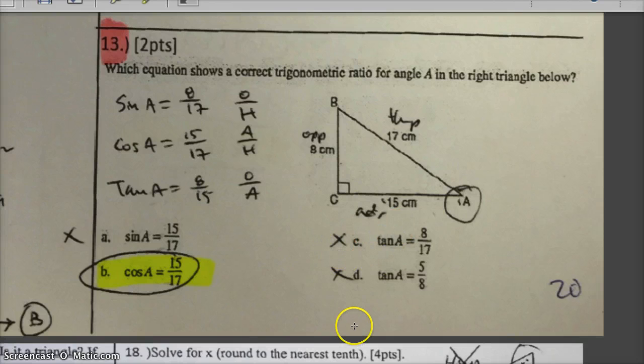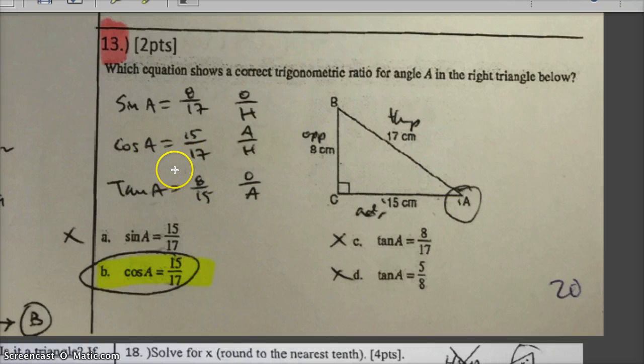You'll notice that I put x's here on the side to show that each of these are wrong. Sine of A is not 15 over 17, it's 8 over 17. Tangent of A is not 8 over 17, it should be 8 over 15. Tangent of A is not 5 over 8, it should be 8 over 15. And cosine of A is the only correct one.